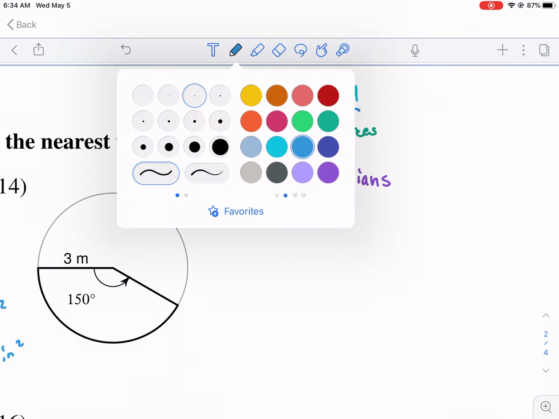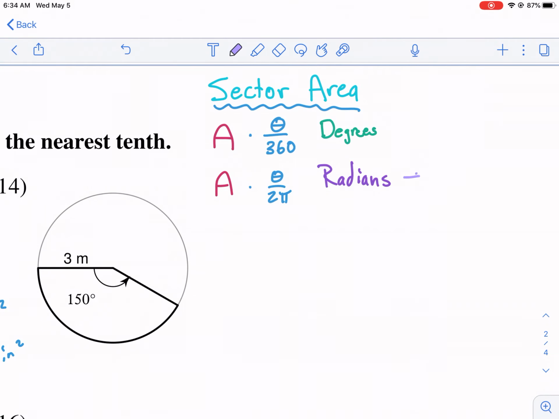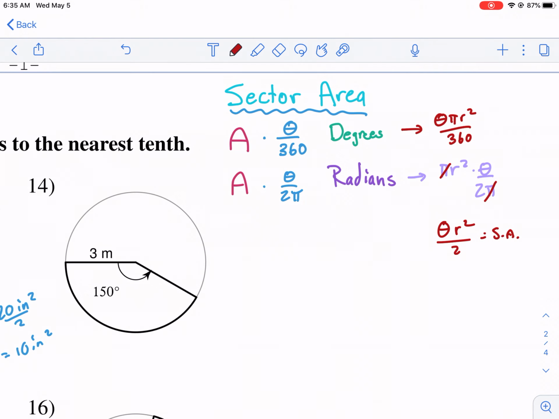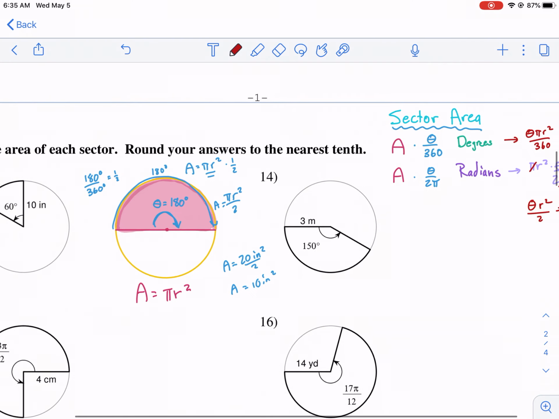Now, with radians, the one thing you should take into account is that when we multiply pi r squared times theta over 2 pi, the pi's are going to cancel. So what ends up happening is our final equation is going to be theta times r squared over 2, and that's going to be our sector area. And just to clarify, for degrees, it would be theta pi r squared over 360. So that would be the full formula for that. But I like thinking of it this way because we're thinking the portion on the right, the area of the full circle on the left, and when you multiply those two, you get just the portion that you're looking for.